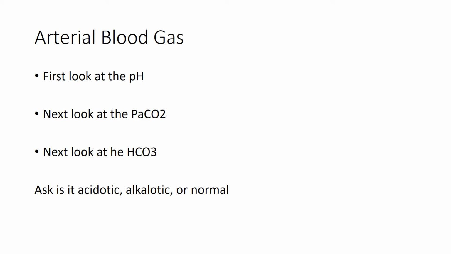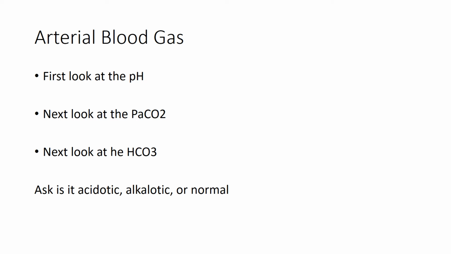Interpreting ABGs. Remember, always first look at the pH, next look at the PaCO2, and then your bicarb, your HCO3. When you look at your pH, is it less than 7.35? If it is, it's acidotic. If it goes greater than 7.45, it's alkalotic. And if it falls between the normal values, it is normal. Once you determine that your pH is acidotic or alkalotic, then you move to the next.